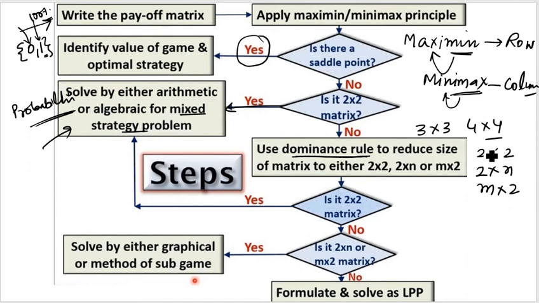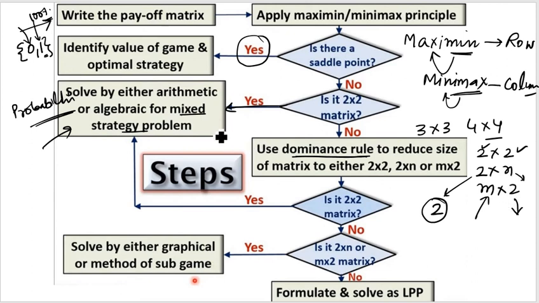Here 2 cross 2 means number of rows 2, number of columns 2. That means two strategies for the row player and two strategies for the column player. And 2 cross n means two strategies for the row player and n number of strategies for the column player. And m cross 2 means the row player has m number of strategies and the column player has only two strategies. That means with the help of the dominance rule we can reduce our matrix to 2 cross 2, 2 cross n, or m cross 2 type of matrix.